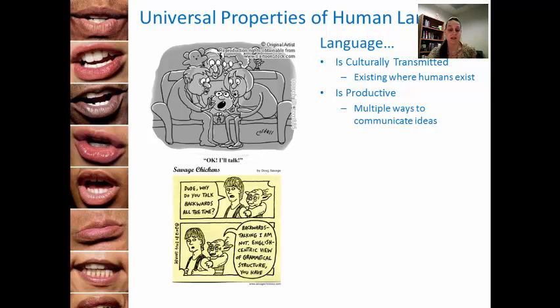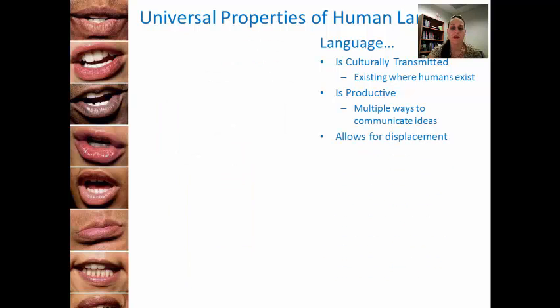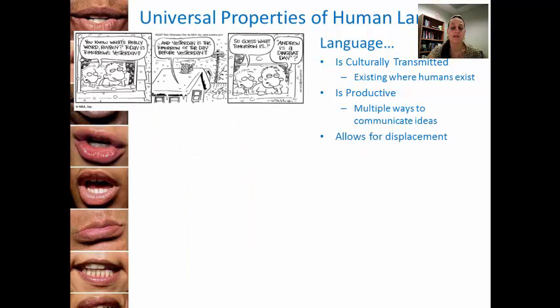So this particular animal says, "Backwards talking I am not. English-centric view of grammatical structure you have." And so it shows that we can organize words in different ways. The next universal property is that language allows for displacement, meaning that we can talk about future, past, present. Hopefully you chose this cartoon, which is talking about today, tomorrow, and yesterday.